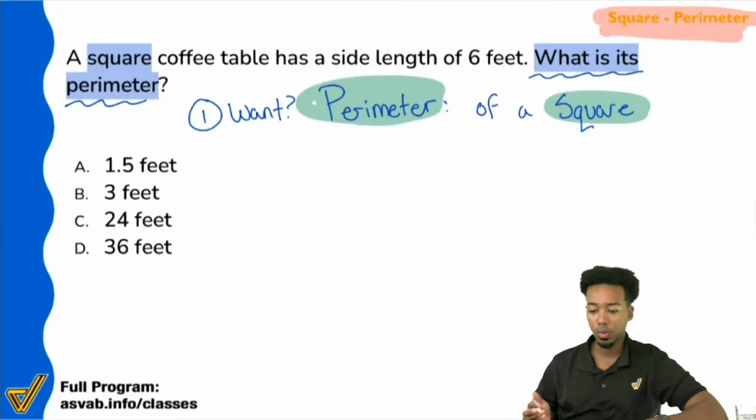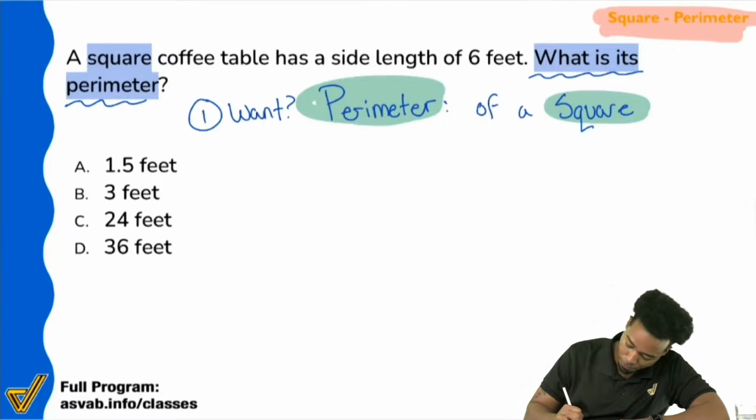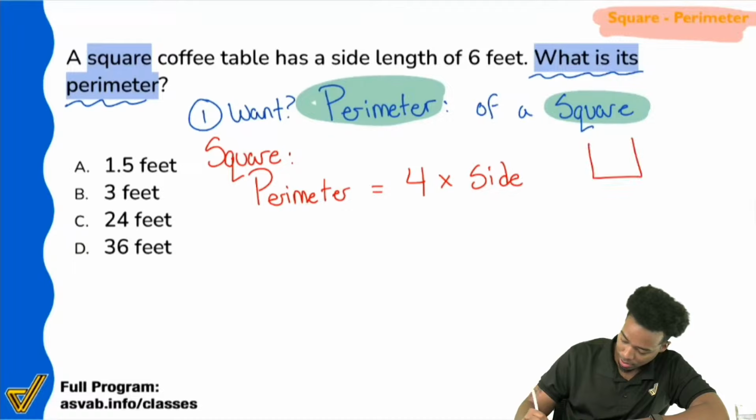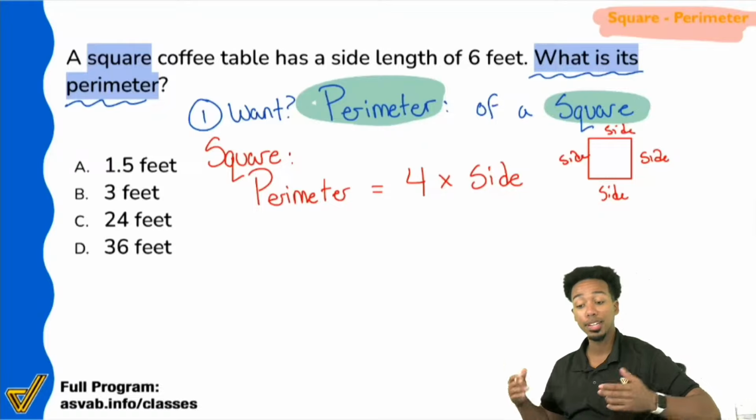Right, exactly. We wrote this down. For a square, and this needs to pop up in your head, for a square, the perimeter equals 4 times the side. Right here we have side, side, side, and side. So 4 of those sides together makes up the perimeter.